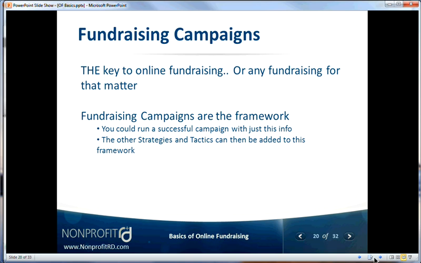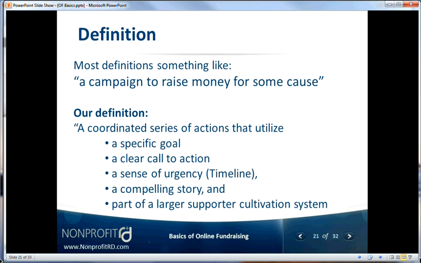So your ROI, your return on investment, should be higher just right off the bat, just because it's so much cheaper to do online. So really think about that when you're doing that. So fundraising campaigns can be used all over. I just think a lot of nonprofits don't think about online fundraising as a fundraising campaign. So fundraising campaign is also the framework. It's what we use to build all of our strategies. All of our online strategies are all built around the fundraising campaign. They all kind of feed into this framework. And so that's why it's so important to have that framework set up.